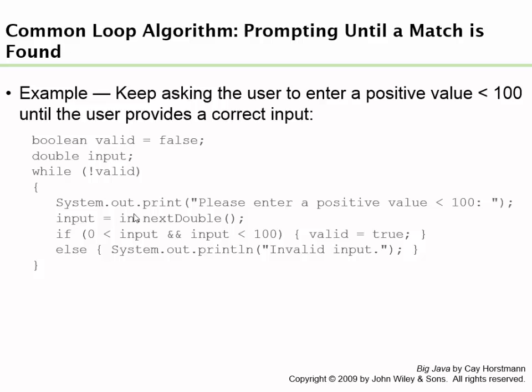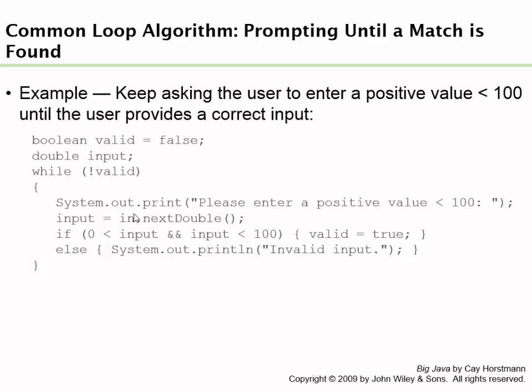The user types in the next one on the input stream and say, well, we said it has to be positive, so here input needs to be greater than 0 and input needs to be less than 100. If both of those things are true, then you set valid equal to true. And then when you go up to the top of the loop, it'll let you out of the loop.